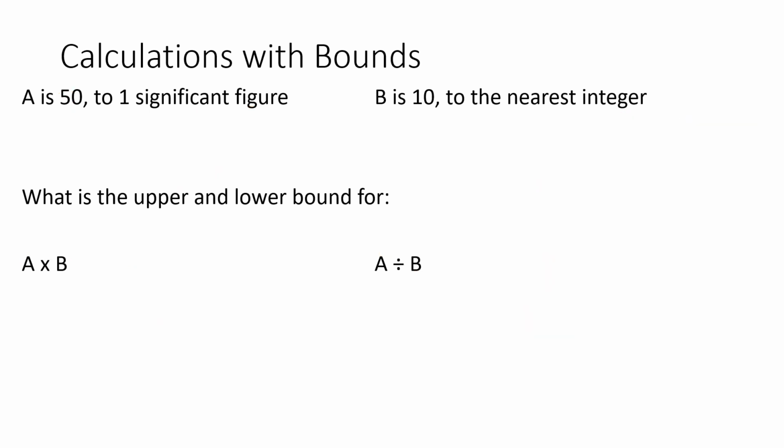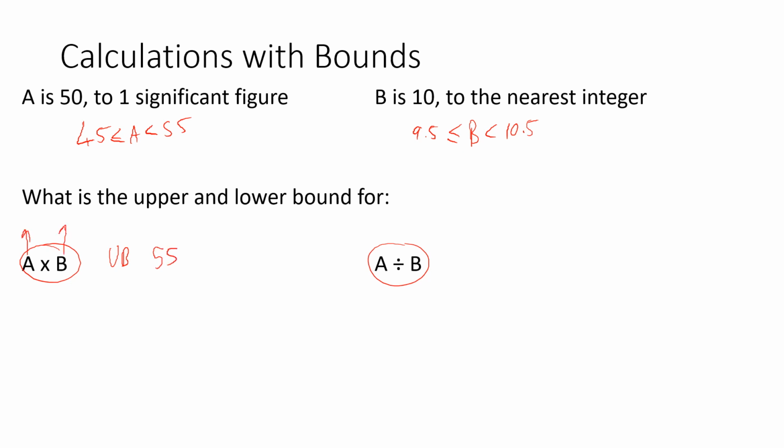So let's consider the same numbers. Again, we've got a is somewhere between 45 and 55. We've got b is somewhere between 9.5 and 10.5. And what about if we had multiplications or divisions? So if we wanted to find the upper bound for a multiplication, what would you use? Would you use the largest values, the smallest values? I think you'd use the largest values. We'd want to use the upper bound of a and times it by the upper bound of b.